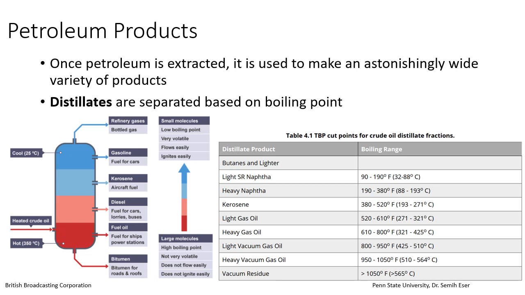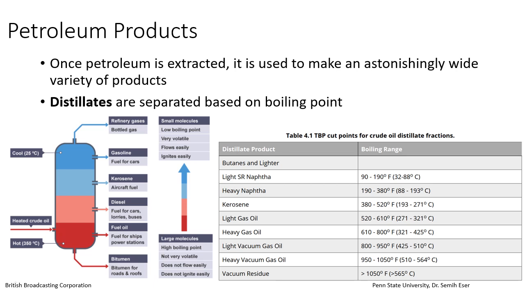So petroleum is not something where you're just going to burn crude oil. You're going to distill it into its various products, based off of boiling point. Different hydrocarbons have different boiling points, as you can see on the right. Butanes and lighter are going to boil just at ambient room temperature. Naphtha is going to boil between 32 and 88 degrees Celsius. Heavy naphtha, 88 and 193. Kerosene is going to be 193 Celsius and 271 Celsius, etc.